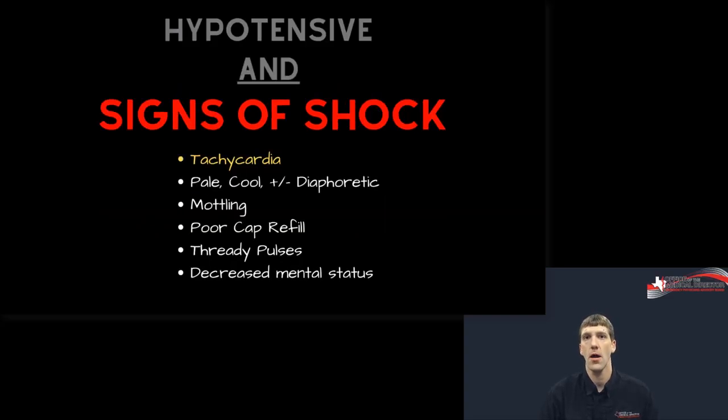As far as signs of shock, the ones in white are the same as our adults. I did highlight one in yellow, which is peds specific. So for pediatrics, as we may know, they may become tachycardic first and be progressively more tachycardic over time, and then hypotension may be a late sign. Additionally, we may see signs of shock such as pale, cool, diaphoretic, or mottled skin, or we may assess it with a poor cap refill, thready pulses, or finally, you may see a decreased mental status.